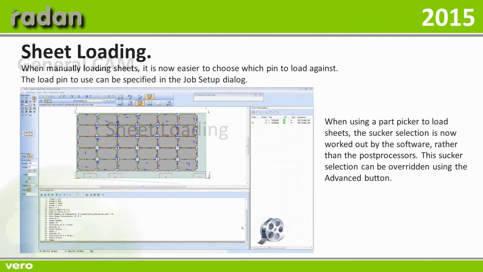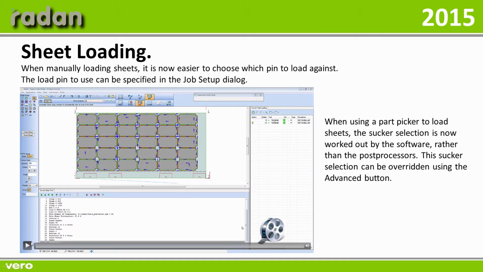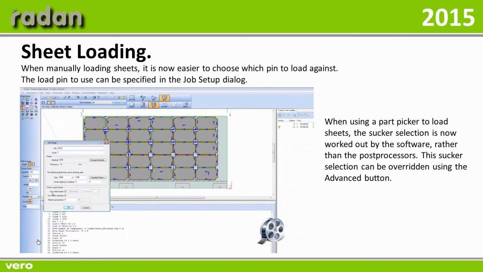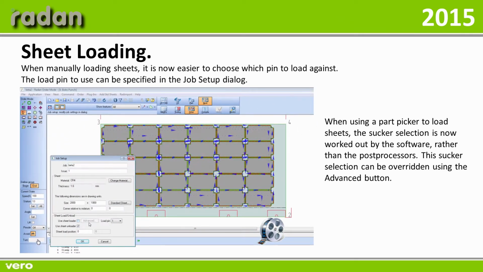Now, staying with sheet loading, for those of you that manually load sheets, it's now easier to choose which load pin to load against. The load pin can now be specified in the job setup dialog box. Let me just show you that in this little video here. So in order mode, I've got my nest. If I go into my job setup, you'll see here that under sheet load unload, I've got the option to select from a pull down which load pin I wish to load against.